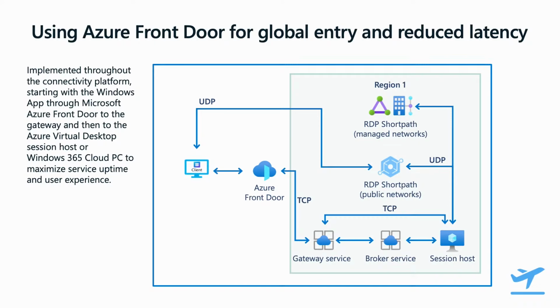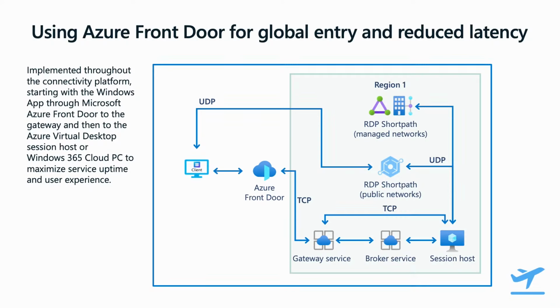Now, you are no doubt aware that the connection starts with the Windows app client for Windows 365 and Azure Virtual Desktop. Now, this communicates with Azure Front Door, which is located in over 300 Azure Edge locations around the globe. This is the low latency global entry point to the Windows Cloud.